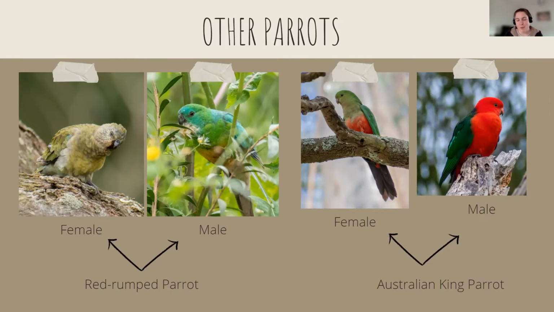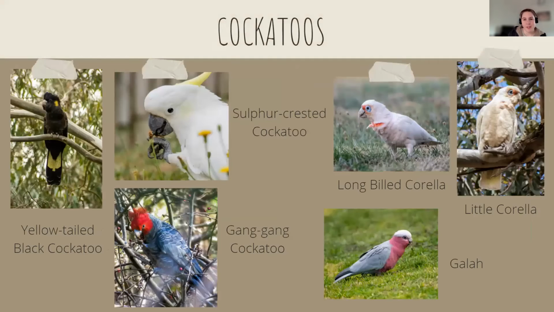Then you have the Australian king parrot, again with some sexual dimorphism, where the male is bright crimson with beautiful deep emerald wings. And then you have the female with a green head and the colors are a bit more washed out and drab. Then we move on to our cockatoos.